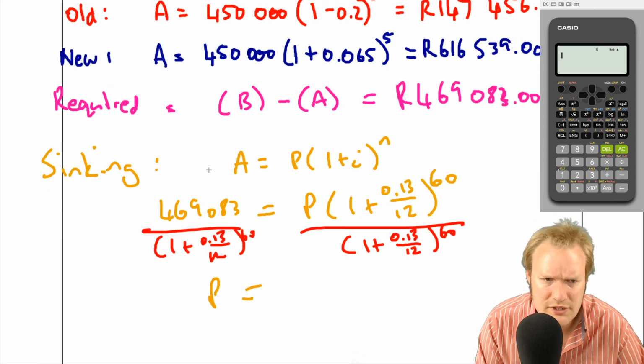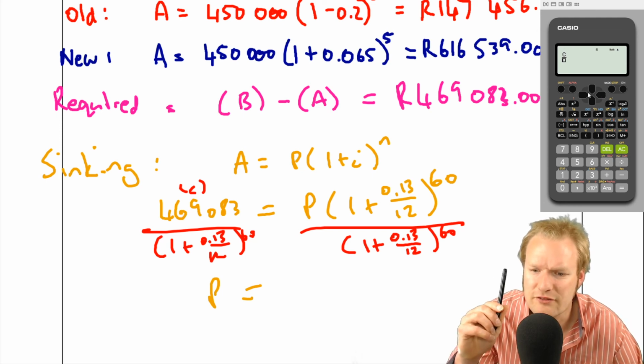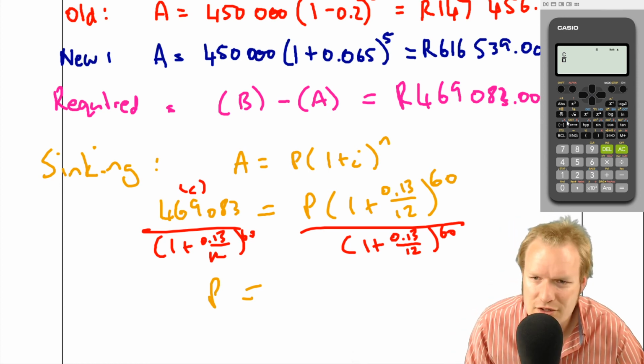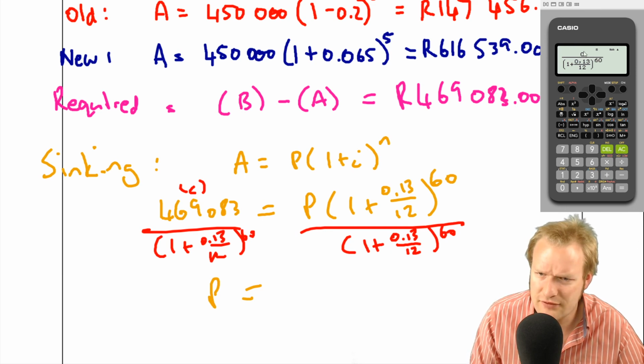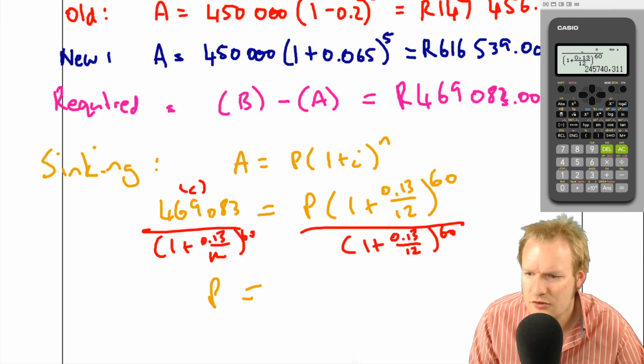So P equals, divide both sides by 1 plus 0.13 over 12 to the 60. What we do on one side, we do on the other side of our equation. This bit here was C, so we can just go alpha C. I don't feel like typing it all out again, and we've kept it without any rounding off. So C divided by 1 plus 0.13 over 12 to the power of 60. This definitely looks a bit more useful than that whole long number. Equals 245,740.31.